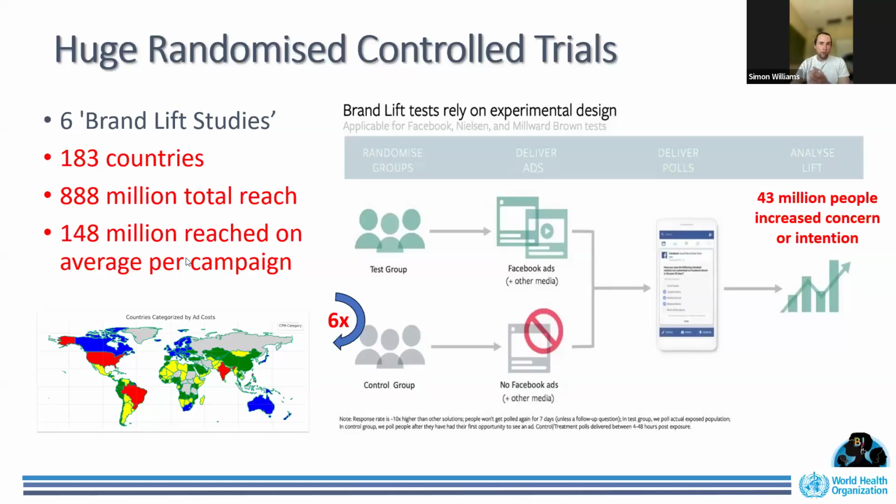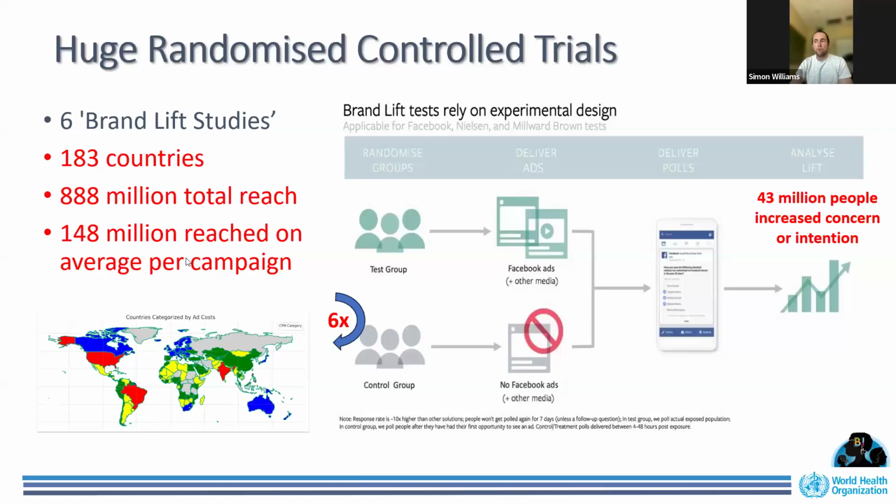Thereafter, a random sample of users from both groups are sent survey questions directly through the platform, and we can then analyse responses to determine the difference in the proportion of those in the test group, the messaging group, who report higher concern or higher intentions compared to the control group. And this effect, or lift as it's referred to in this context, can be extrapolated from the survey sample to the total population exposed to the ads.